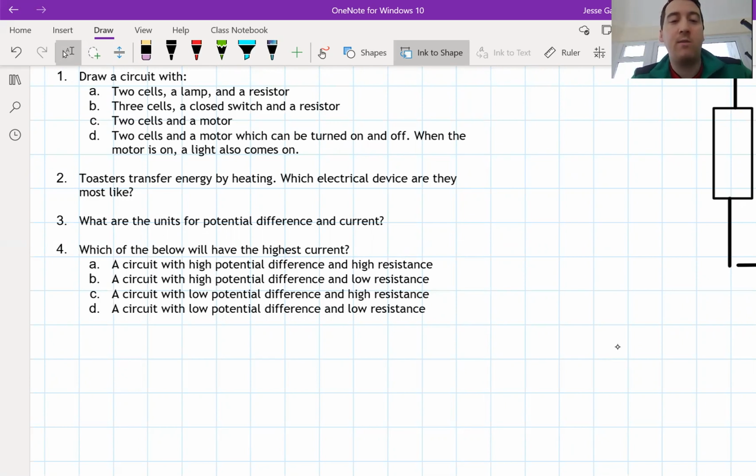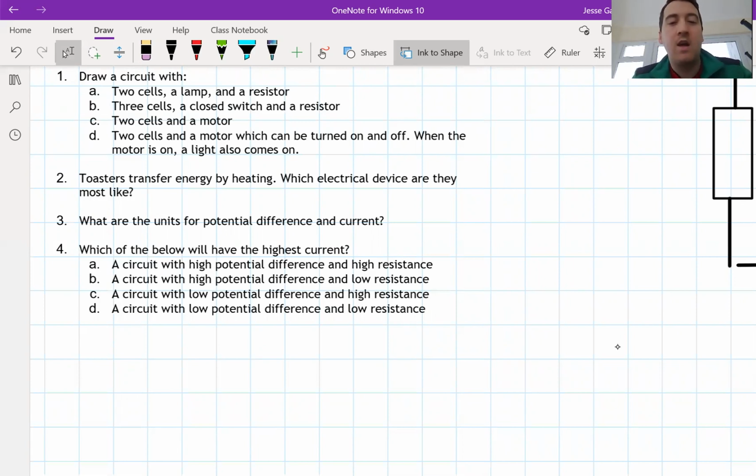And which of the following will have the highest current? Okay, let's consider these options. A: a circuit with high potential difference. High potential difference is going to make the electrons fast, and high resistance. Well, high resistance slows the electrons down. So they're going fast in the beginning, but then they're going to be slowed down a lot. So, let's see the other options.